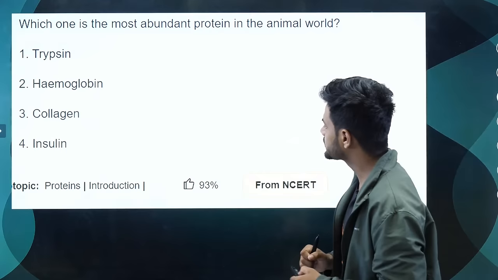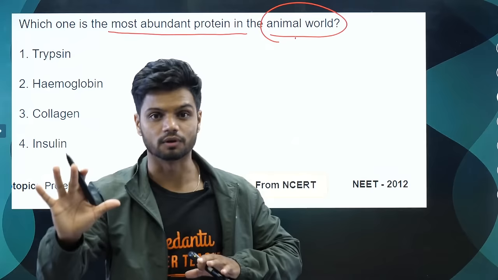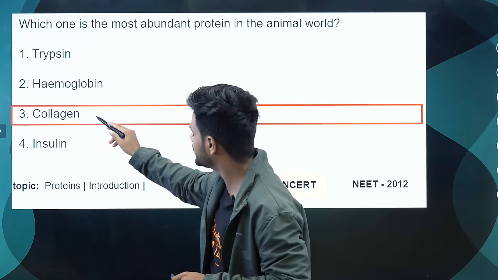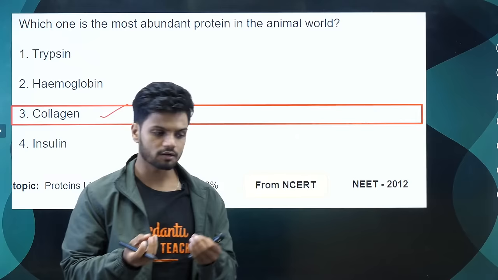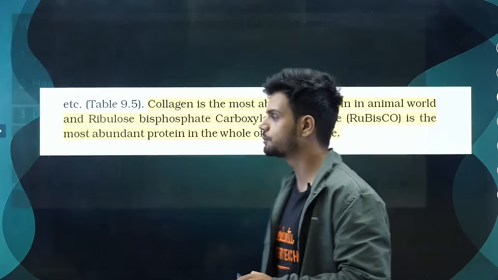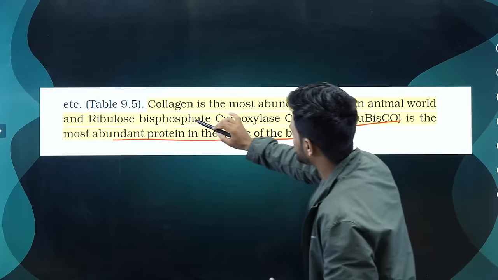Next question. Very important question: which of the following is the most abundant protein in the animal world? The answer is going to be collagen. Now they can ask you one more question. Which is the most abundant protein in the entire biosphere? That time your answer should be Rubisco. Clear? Rubisco is the abundant protein in the whole biosphere. In the animal kingdom, it is collagen.